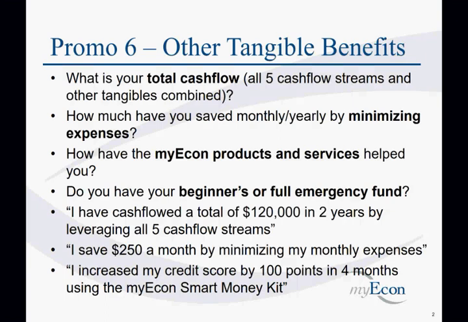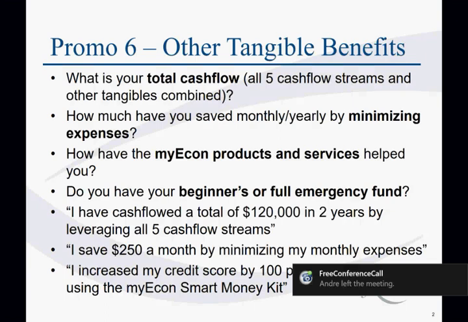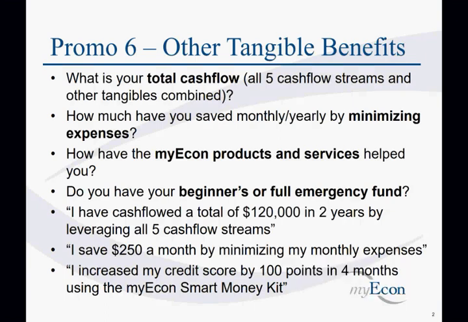Or another one here is, hey, I saved $250 a month by minimizing my monthly expenses, because our mindset is to do everything we can to increase our cash flow. Another powerful one is our credit score. I increased my credit score by 100 points in 4 months using the myEcon Smart Money Kit. Our credit repair program is amazing.